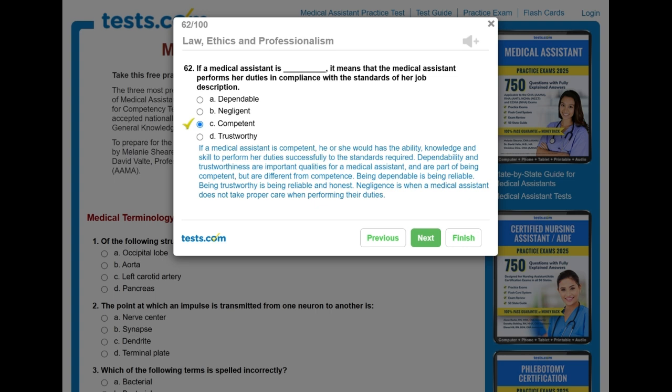If a medical assistant is competent, he or she would have the ability, knowledge, and skill to perform her duties successfully to the standards required. Dependability and trustworthiness are important qualities for a medical assistant and are part of being competent, but are different from competence. Being dependable is being reliable. Being trustworthy is being reliable and honest. Negligence is where a medical assistant does not take proper care when performing their duties.